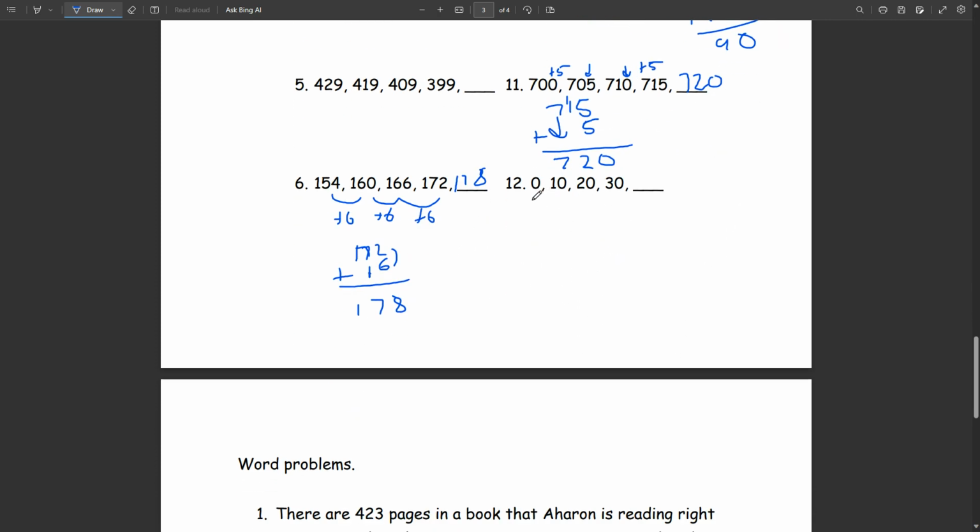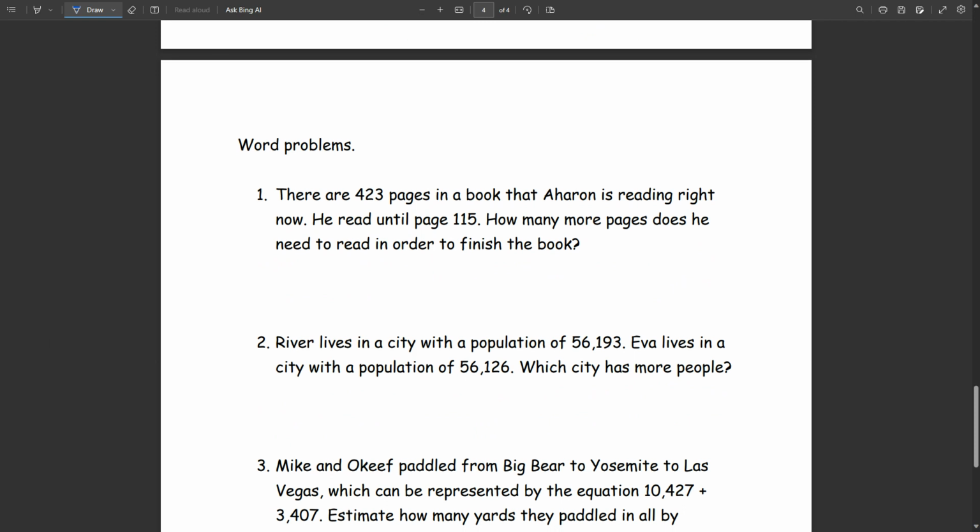Number 12, this one's really simple too. With 0, 10, 20, 30, we're just going up by 10s. Alright, so we equal 30 plus 10. 0 plus 0 equals 0. 3 plus 1 equals 4, so we get 40. Last page is word problem.